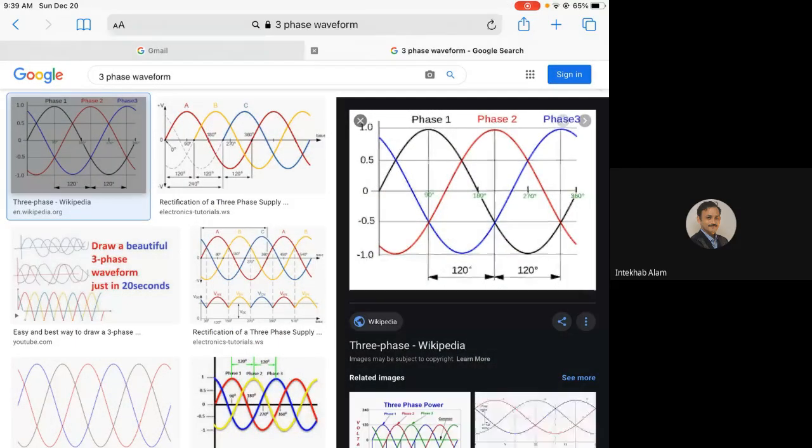Could you please see this wave shape? Phase 1, phase 2, phase 3. Is it okay for you? I think you can see it. Okay, and have a look.